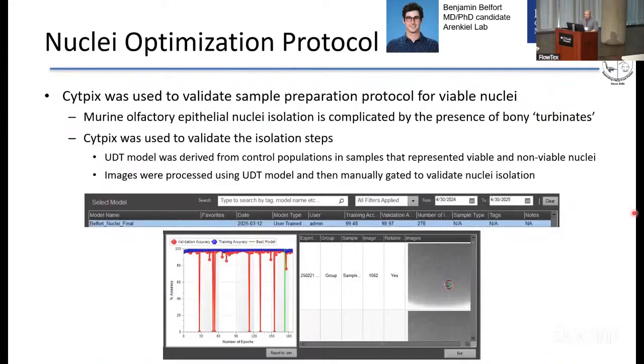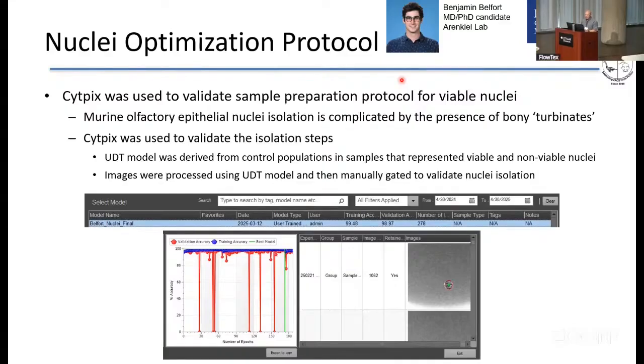So on to another project. We have a user in the core, Benjamin Belfort, an MD PhD candidate. Well, he's done his purgatory in the lab and he's back in the clinic. So he was looking for a way to QC his sample prep for sorting nuclei in our facility. And he kept having problems, couldn't quite get lots of really viable nuclei.